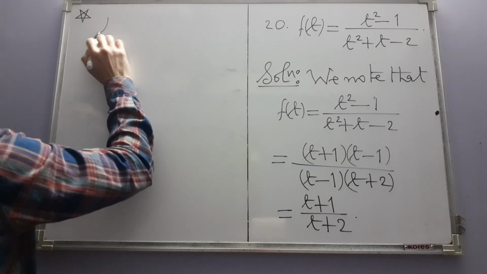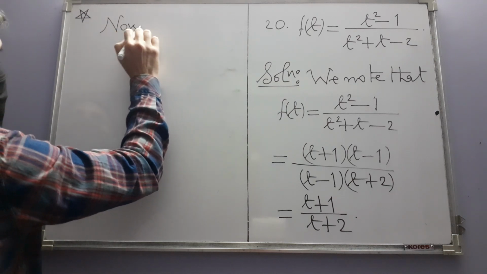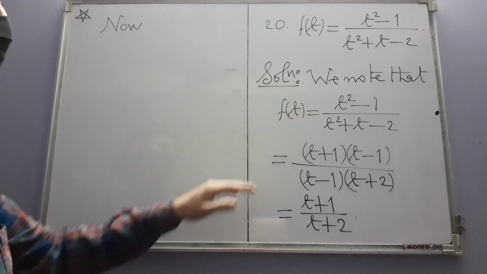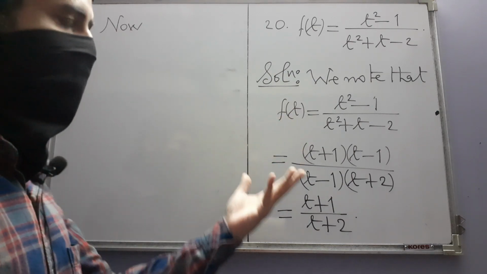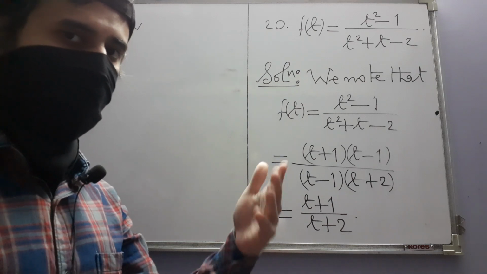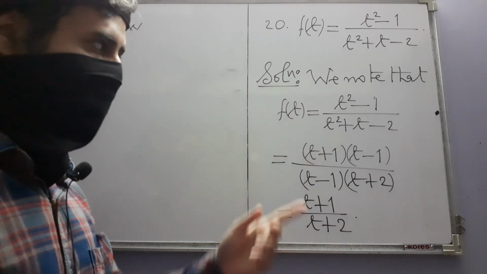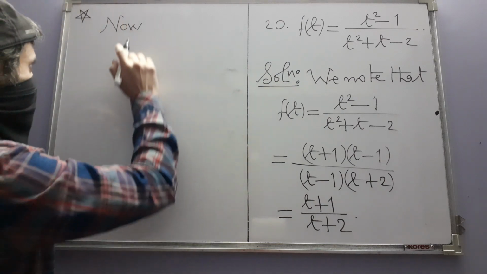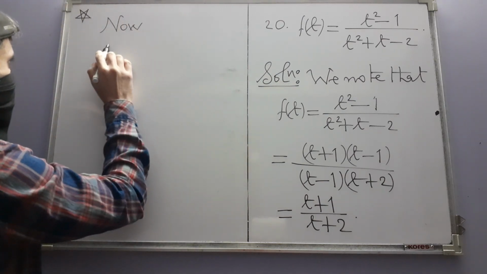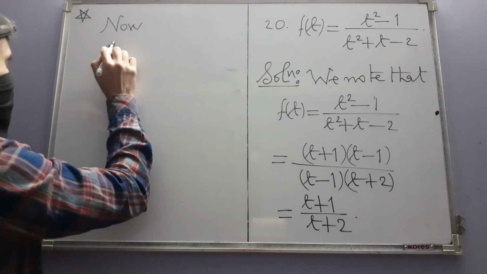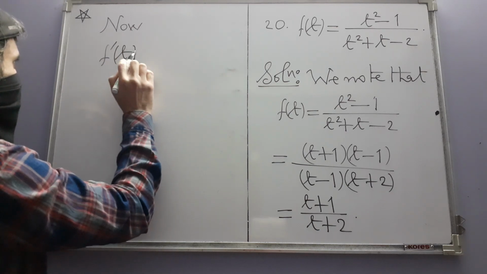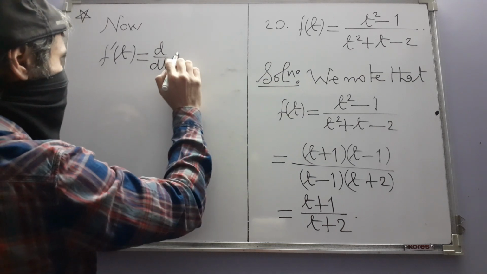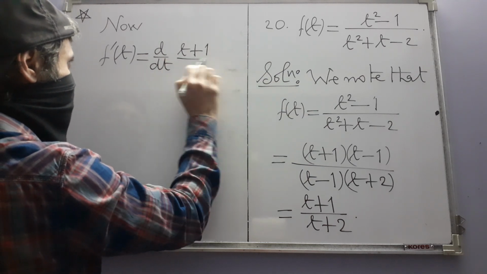Now, because it's given as f of t, you have a choice of how you want to write the derivative. You can write df dt, or you can use the prime notation also, f prime t. Let's use the prime notation. It also means derivative, f prime t. This is nothing else but the derivative of the function with respect to t.